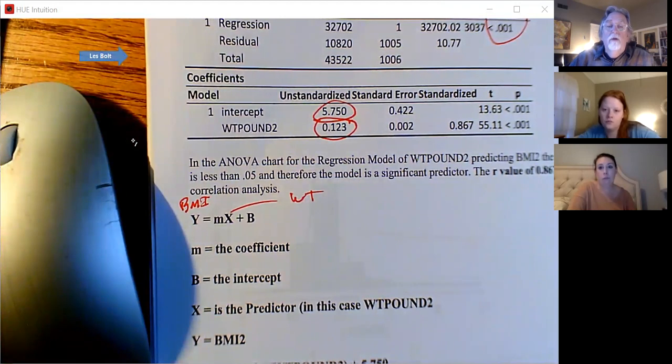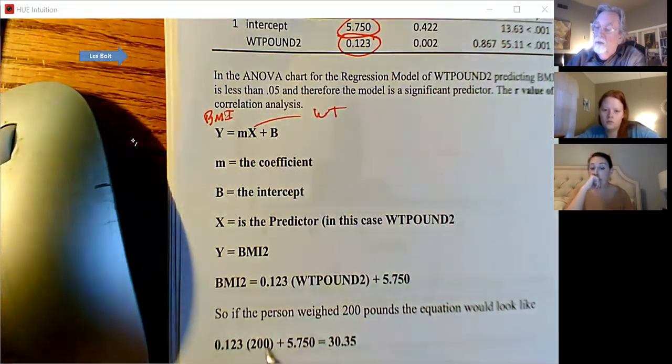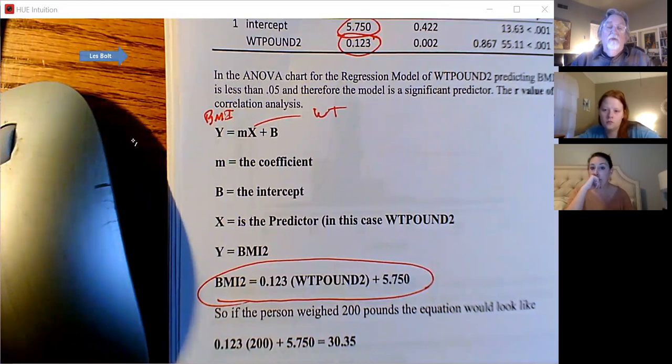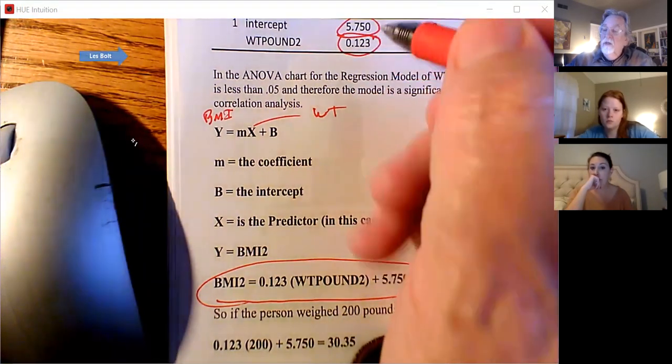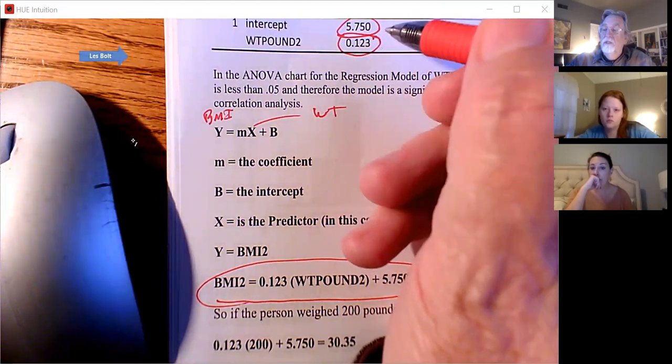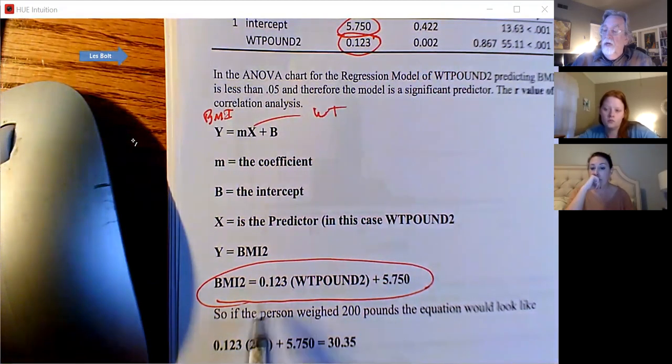And we plug in the unstandardized coefficients, and we get this formula. BMI is equal to 0.123 times pounds plus 5.75. And when we go back up here and look at these coefficients, we have to honor any signs that are here, any positives or negatives. In this case, they're both positive. And so we end up with positive values in the equation.